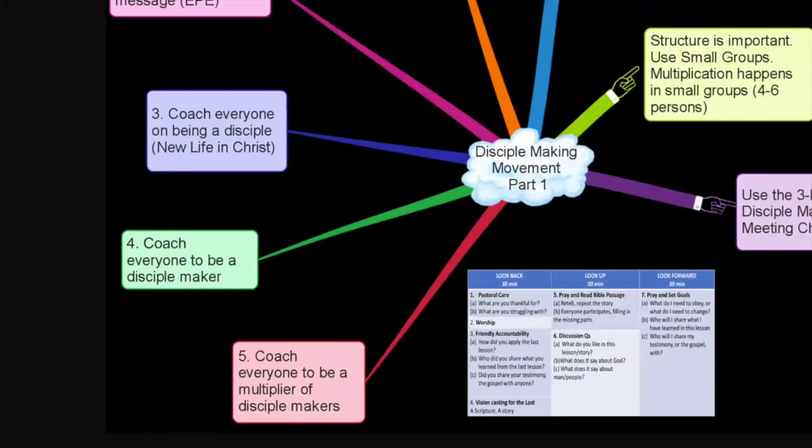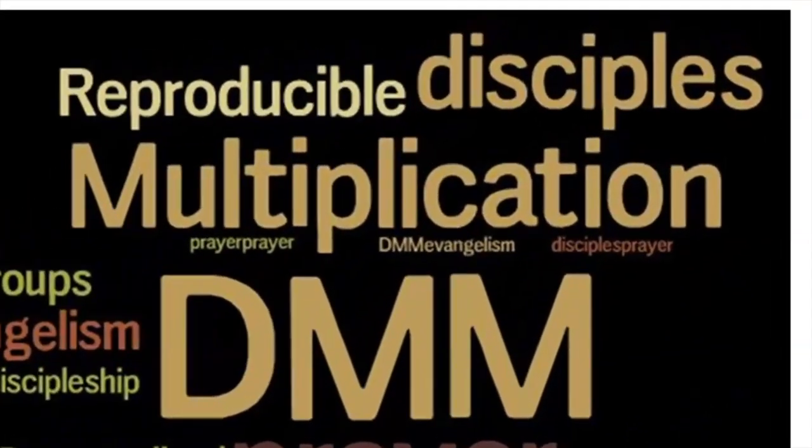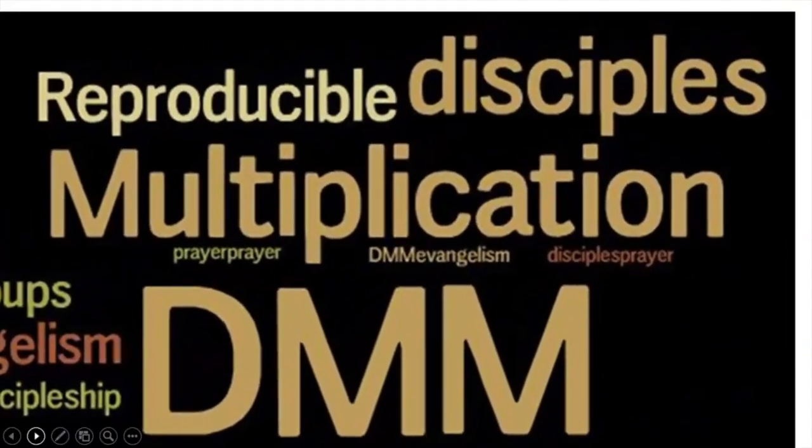There you have it. How do we make disciples who can make disciples? The structure, the 3-part disciple makers meeting chart, and the coaching process. DMM is actually the multiplication of reproducible disciples. The disciple making movement is a multiplication of reproducible disciples.